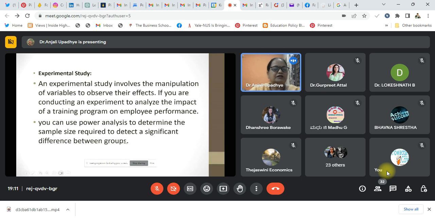So we can normally use power analysis to determine the sample size required to detect a significant difference between the groups. It again goes for different types of experimental study. It may be a pre-experimental study or a quasi-experimental study, where we collect data over time periods from different experiments, and maybe random assignment is not there, but still the responses are counted. Or maybe a true experimental study is there, in which SOR theory is used. So for different experimental studies, we calculate different types of sample sizes.